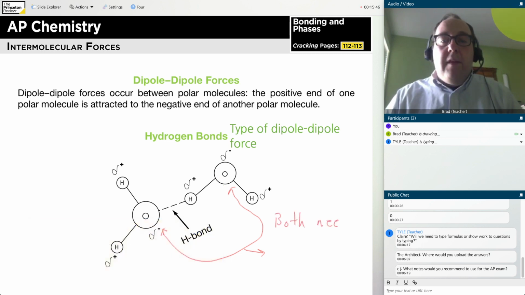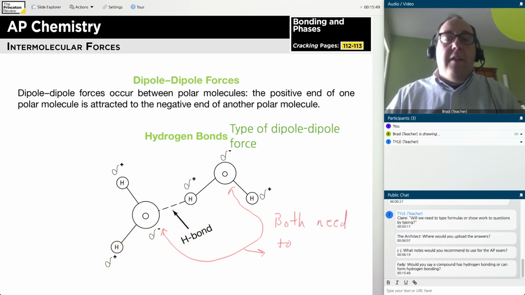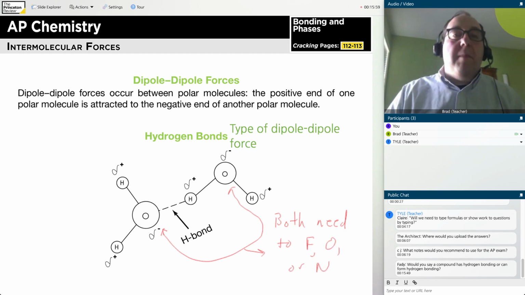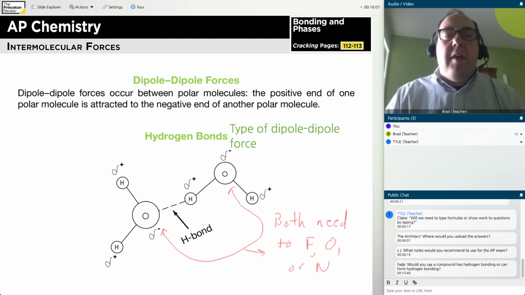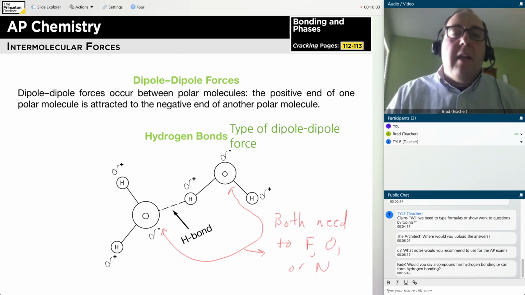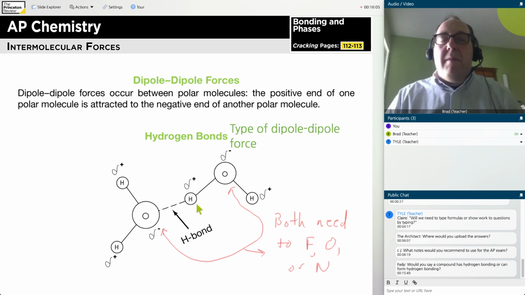In order for this to be a hydrogen bond, this could be an oxygen atom. It could also be a couple of other atoms. Both of these atoms need to be F, O, or N in order for this to be a hydrogen bond. Those are the three most electronegative atoms. They're the only ones that work. If this is a C, this is not going to be involved in a hydrogen bond.